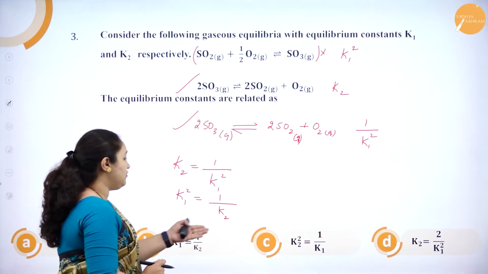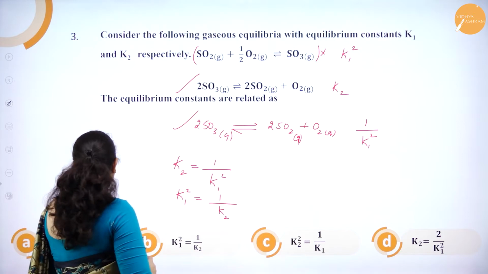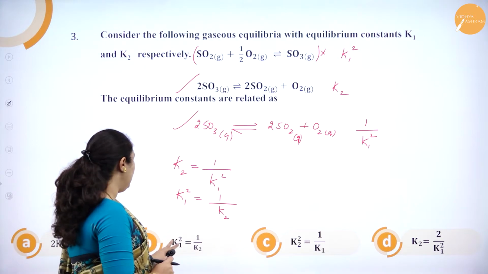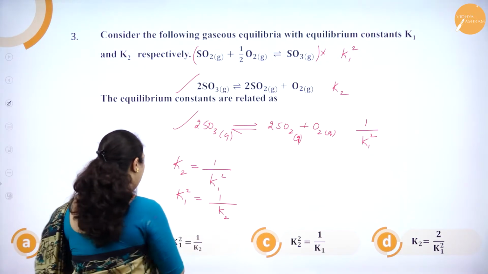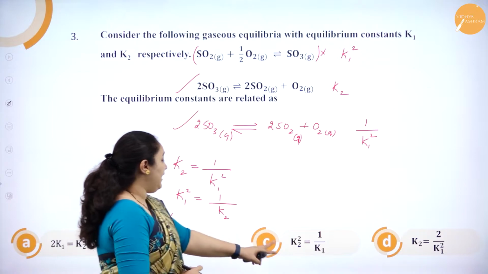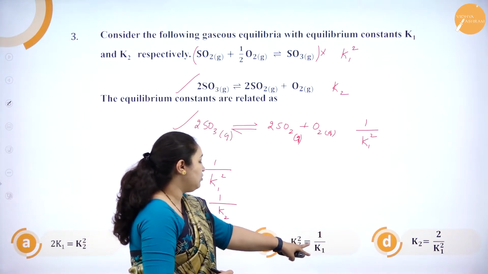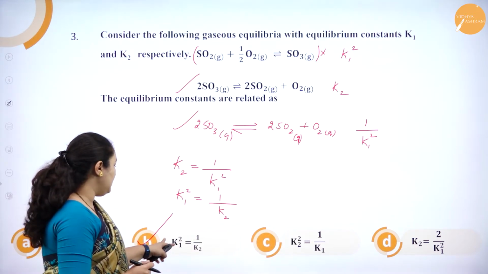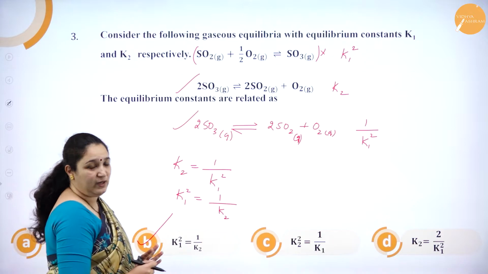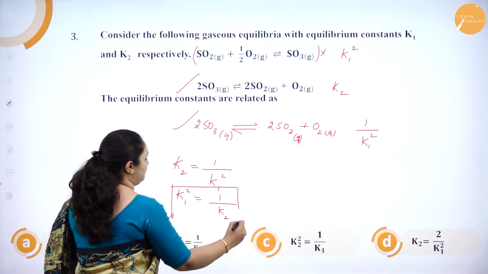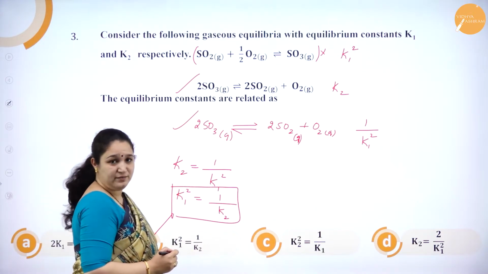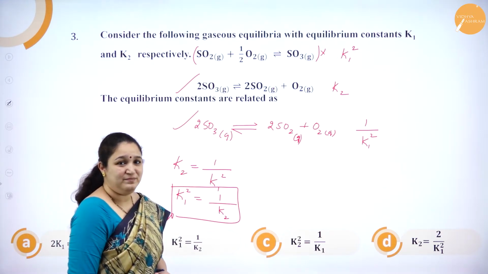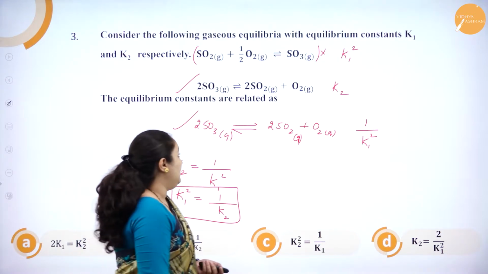Now we'll see which of these options are there. Option A, 2K1 is equal to K2 square. No, it cannot be. K1 square is equal to 1 by K2, this is right. K2 square is equal to 1 by K1 is not possible. K2 is equal to 2 by K1 square is wrong. So we have got the answer: K1 square is equal to 1 by K2. This is how we have come to this answer. Fine? Shall we move on? Next question.